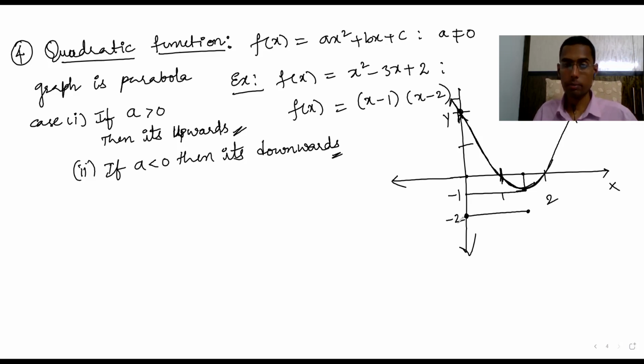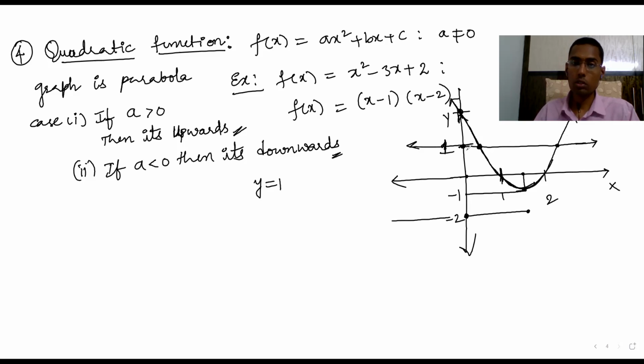I hope you got this. If I take -2, I have to draw like this. For example, I am taking y equal to 1. If I take y value 1, then what is the related x value? There are two x values, here 1, here 1. If I take y equal to 1, we get two x values. That means y equal to 1 is there in the range.